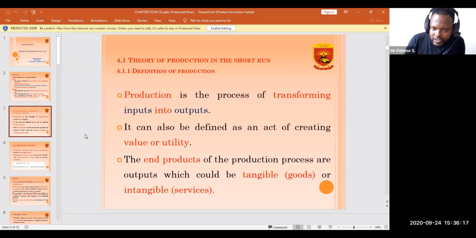The process of transferring input to output is called production. It can also be defined as an act of creating a value or utility. It's the power of creating a value or utility that is called production.